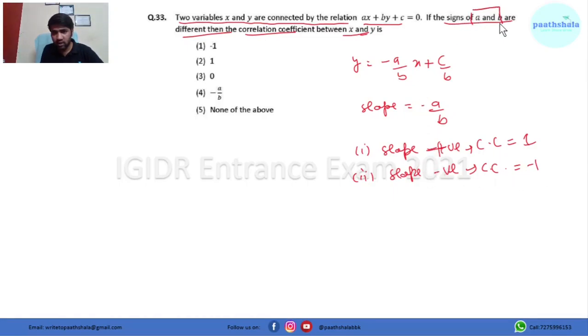But let's have a look. It is saying that a and b have different signs. So if they have different signs, let's say a is positive and b is negative, so the slope comes out to be positive, and when the slope is positive the correlation coefficient is 1. So the option is 2. Okay, let's move to the next question.